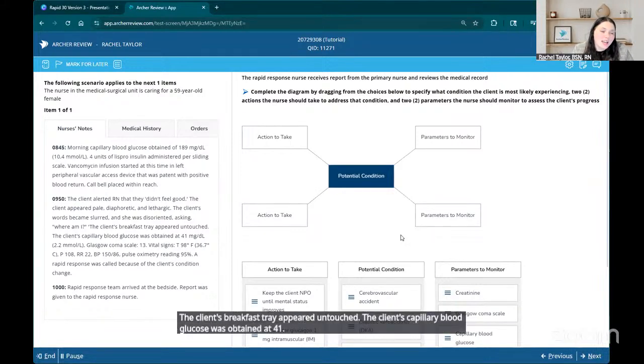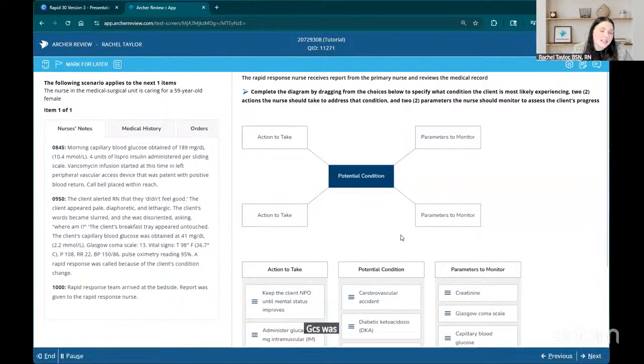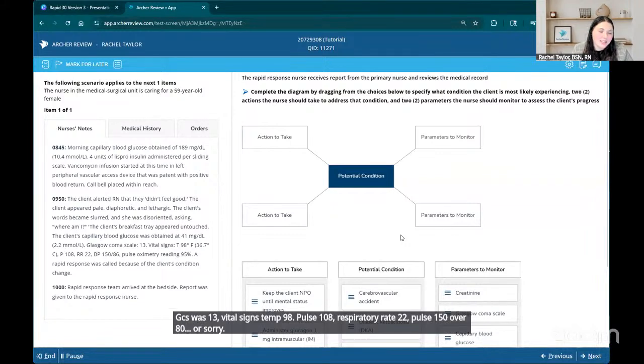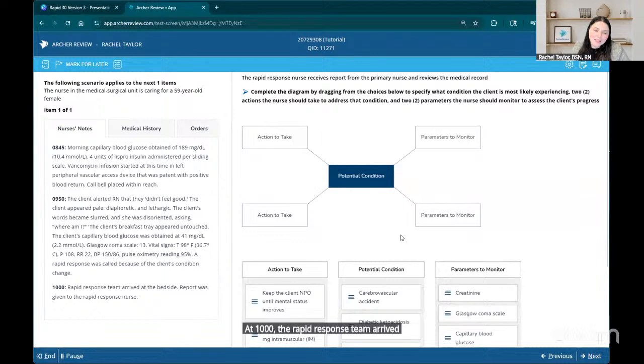GCS was 13. Vital signs temp 98, pulse 108, respiratory rate 22, or sorry, blood pressure 150 over 86, pulse ox reading was 95%. A rapid response was called because the client's condition changed. At 1000, the rapid response team arrived at the bedside. Report was given to the rapid response nurse.